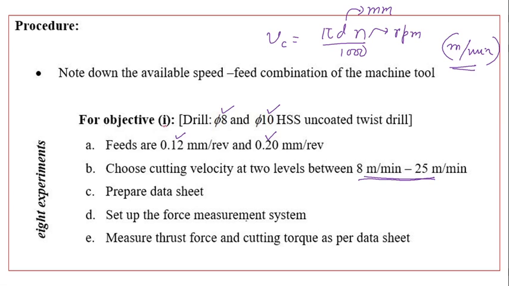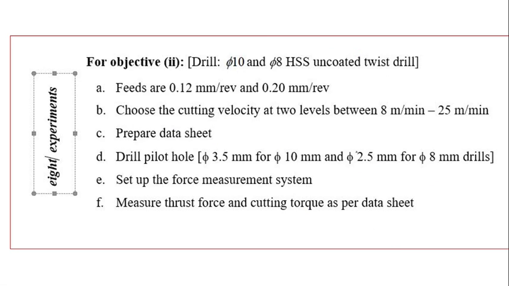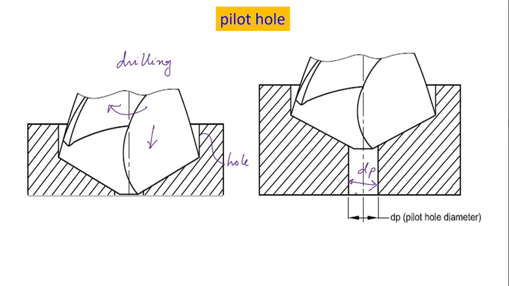Then prepare the data sheet, set up the force measurement system and measure thrust and cutting torque. These procedures have been well documented in the demo video. So after this lecture, go through the demo video, it would become clear. In objective number 2, it is the same repetition. Only thing is that there would be two pilot holes. For the 10 millimeter one, there would be a pilot hole of 3.5 millimeter. For the 8 millimeter one, there would be a pilot hole of 2.5 millimeter. Set up the force measurement system similarly and you will get it.